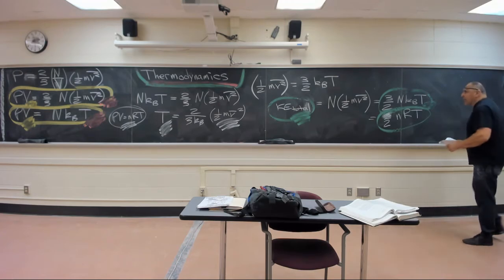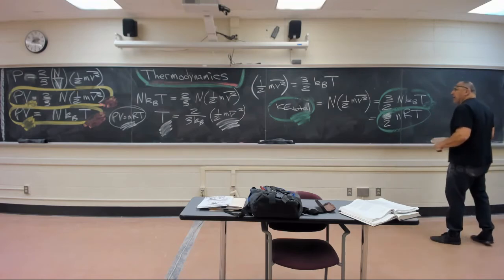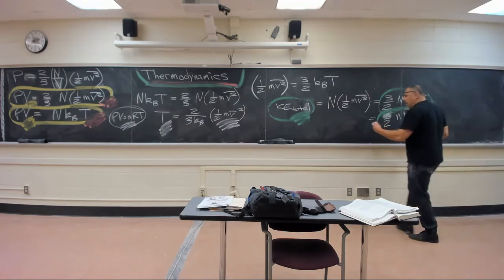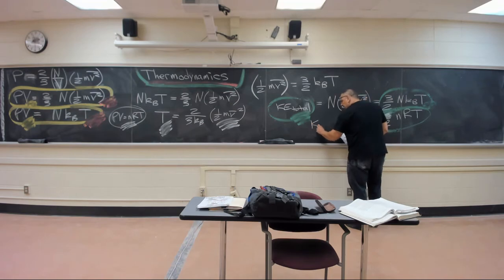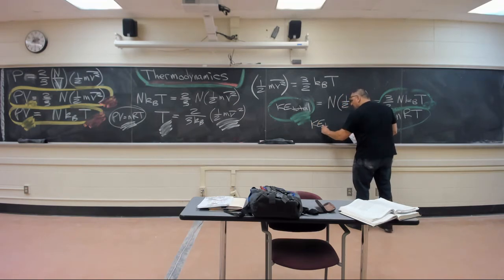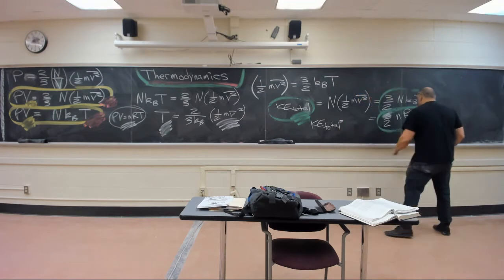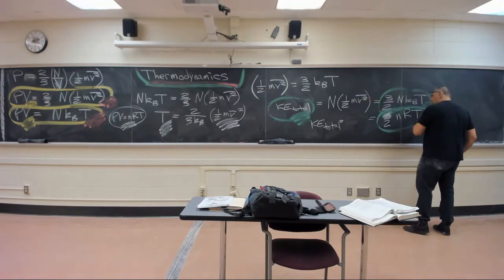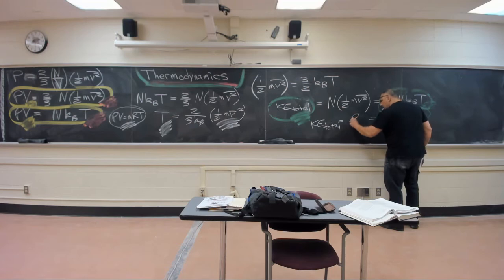I don't want to beat this thing up too badly, but the KE total, I'll put it in here and probably just erase it pretty quickly, but just to kind of talk about it: the KE total, nRT is PV. Pressure times volume times 3/2. Well, 3/2 is a constant.